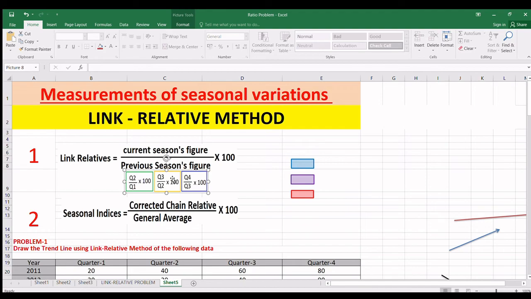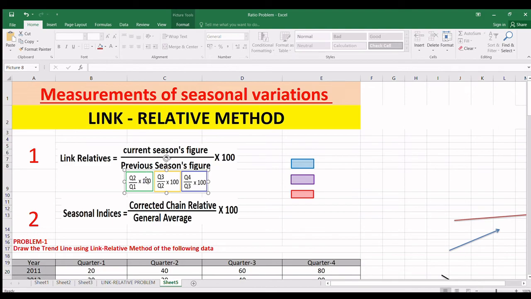Here I'm going to take the quarters, since the data will be in terms of quarters. For the first quarter I'm not going to find the link relative, as there is no formula for it. If I'm starting my business, to find the link relative for the first quarter I don't have the previous data. So I have to find the link relative for the next quarter using the previous quarter.